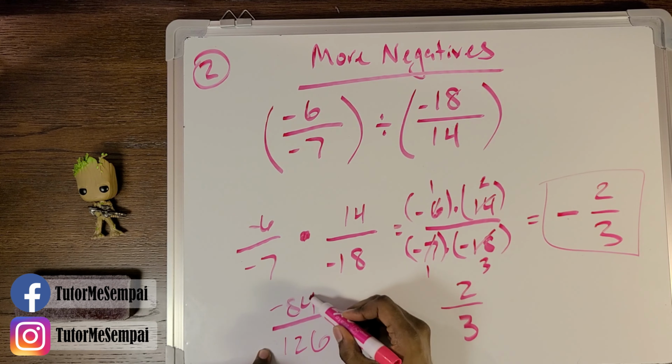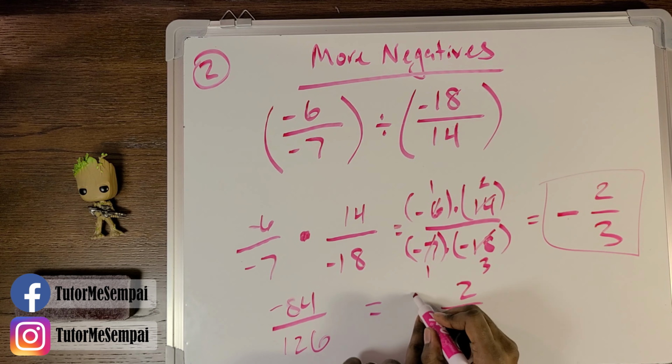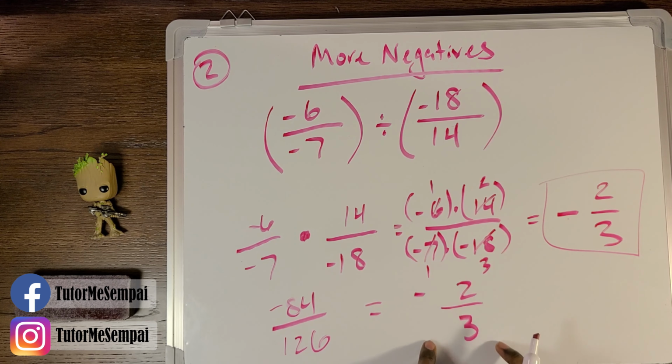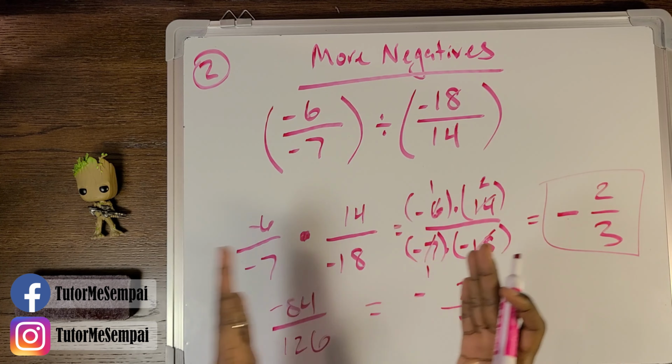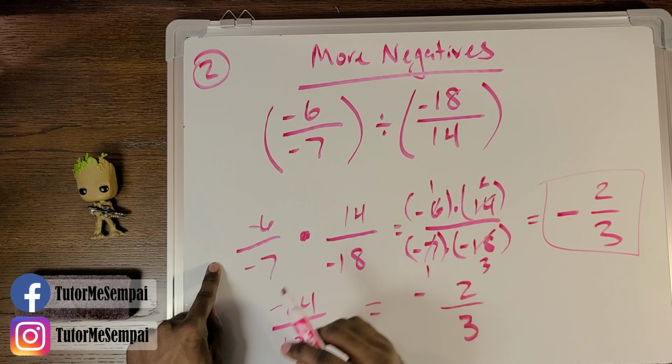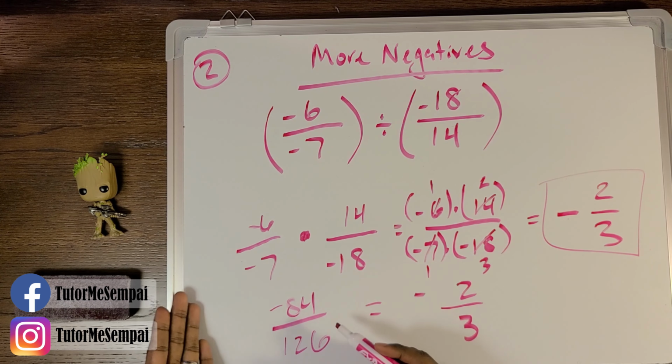Now 42 goes into both of these. It goes into 84 2 times, and it goes into 126 3 times, which gives us a final answer of -2/3 when you simplify it. So if my earlier simplification steps confuse you, make sure that you stay true to the work that you're normally used to doing and multiply across, and then simplify later.